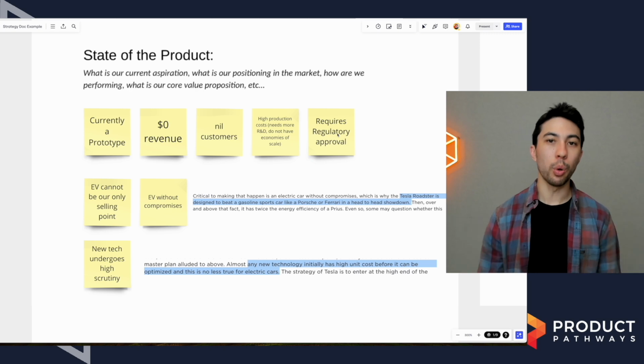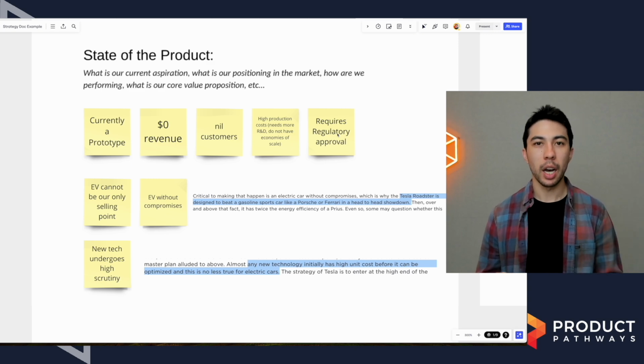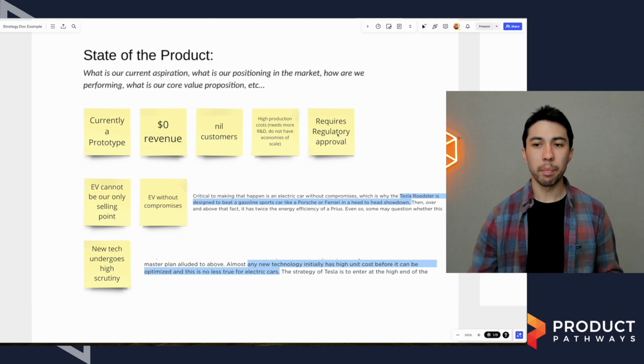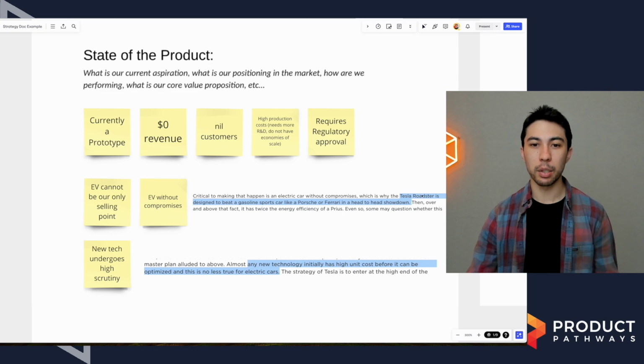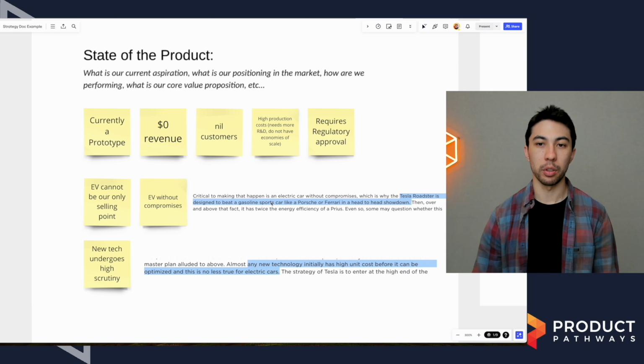I wouldn't get too caught up with where you put it on here as long as it's somewhere where you feel like it's the most appropriate. I feel like these elements are the most applicable to the product itself, and that's why I put it here. He talks about how it can't have compromises, can't be its only selling point. It needs to beat the current alternatives. It needs to be way better than its current alternatives.